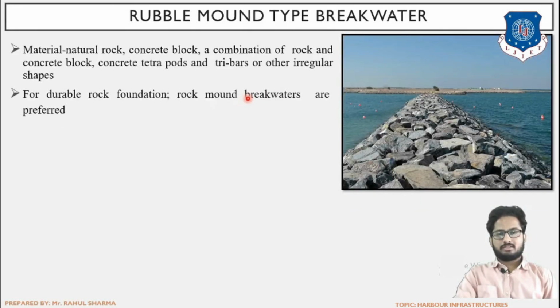So regarding the rubble mound breakwater material, natural rocks can be used, concrete blocks, or a combination of both can be used. Tetrapods and tribars, I will be coming to this point in the upcoming slides. We'll be learning about this in a bit more detail, so I will be teaching at that point. But basically these are the materials, that is rock, or blocks, or a combination of both, while we are constructing the top layer and the intermediate layer.